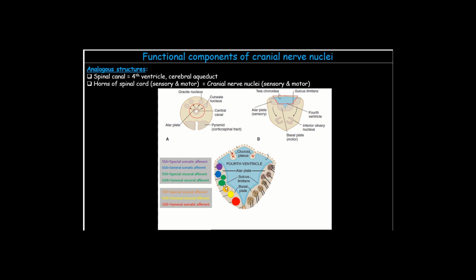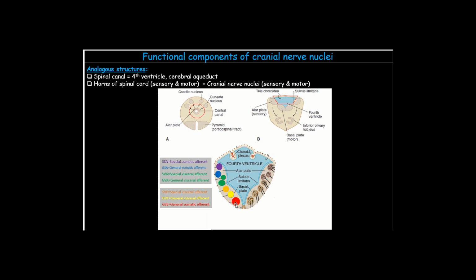Some of them are going to be motor in nature, the motor cranial nerve nuclei, and some of them are going to form the sensory cranial nerve nuclei. However, the point which needs to be understood over here is that these cranial nerve nuclei, motor as well as sensory, are almost analogous to the anterior and the posterior motor and sensory horns of the spinal cord.